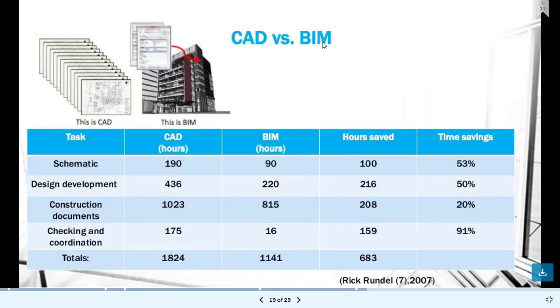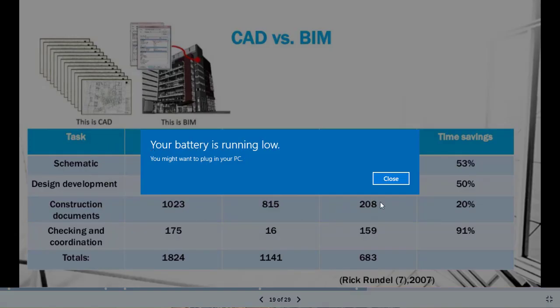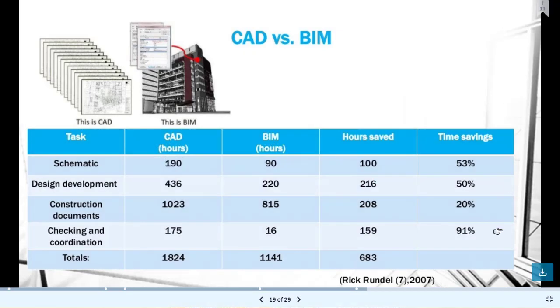Next, CAD versus BIM. These are the hours and tasks that can be completed easily. In CAD, the schematic will be completed in 190 hours and in BIM it will be 90 hours. Work hours saving will be 53%. Every task will be completed earlier in BIM.